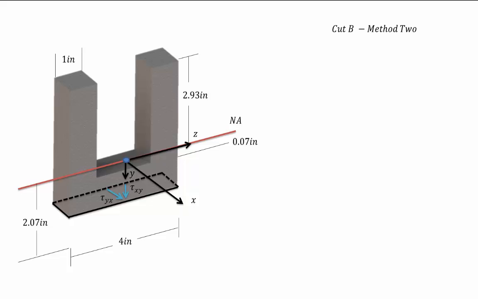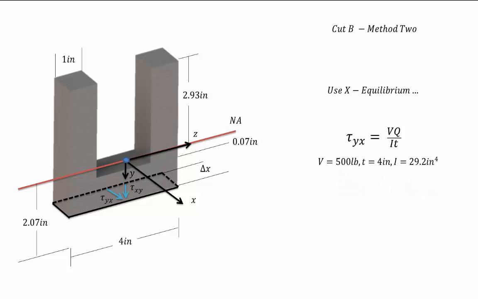So as before, we have tau yx running down the face of the section, and tau yx is going the opposite direction of the way it was before. And similarly, we will use x equilibrium to solve for tau yx and tau xy. So as before, tau yx is equal to VQ over It. Our shear force is 500 pounds. Our thickness for the section through the cut is 4 inches, and our moment of inertia is 29.2 inches to the fourth.